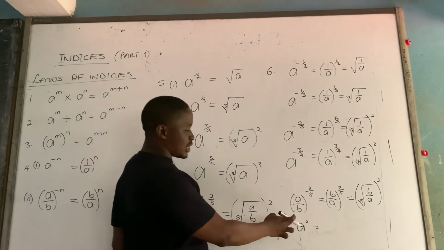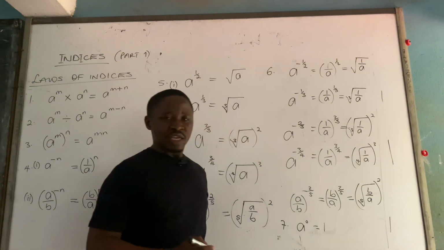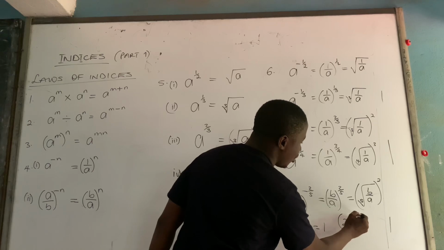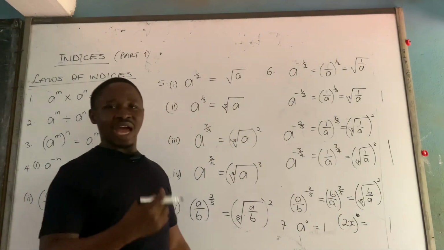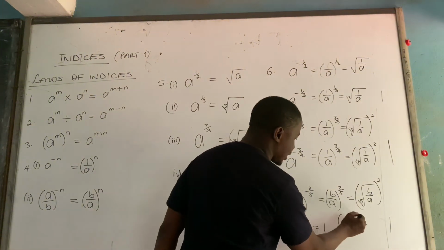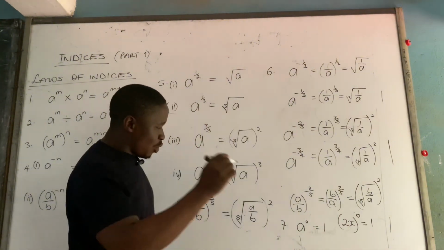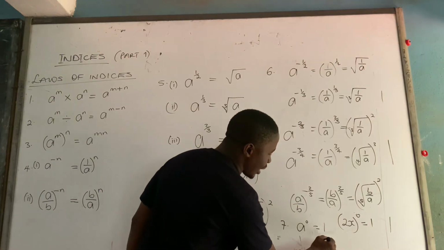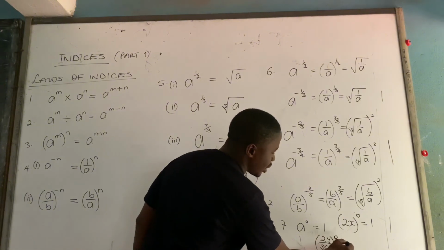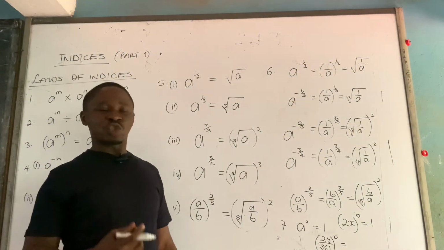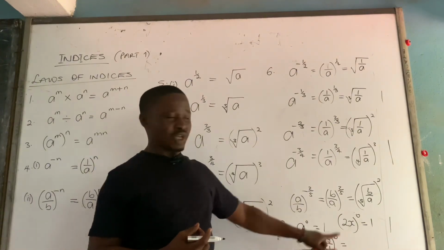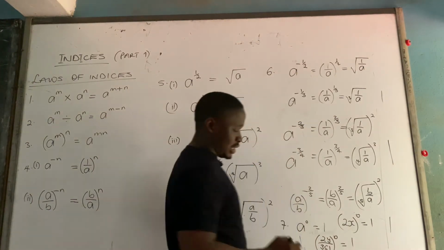Whenever the power is 0, the result is 1. So what if we have 2x to the power of 0? The most important thing is that everything we have in the bracket is affected by the power 0. Because of that, the result is 1. What if we have 2y over 351 raised to the power of 0? Whatsoever we have in the bracket is affected by the power 0. Therefore, the result is 1.